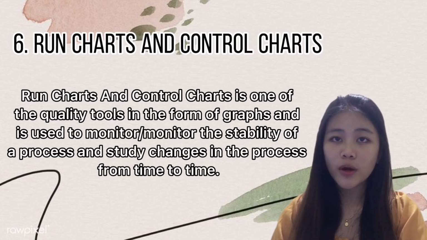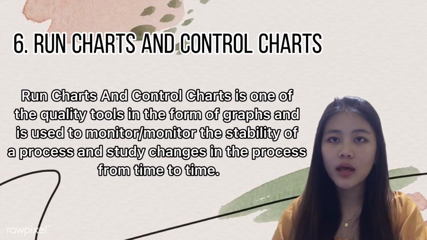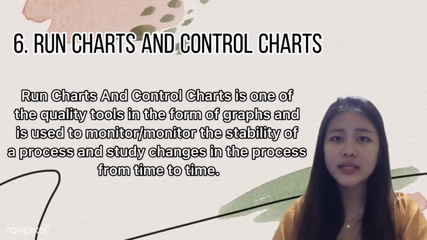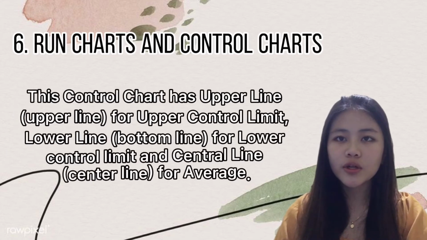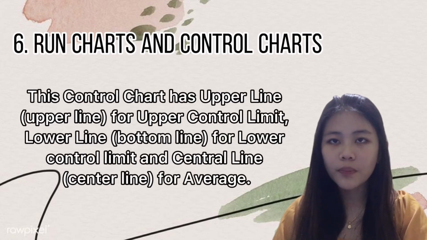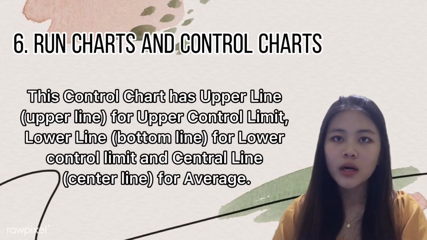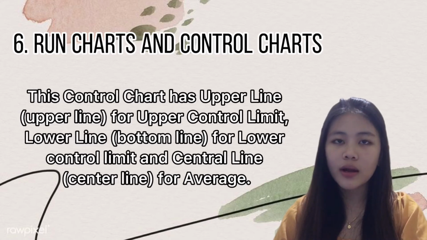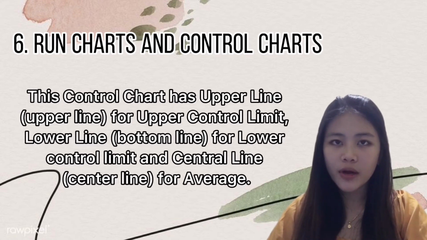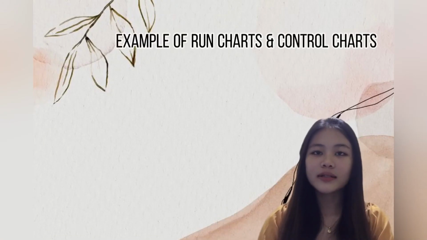Control chart is one of the quality tools in the form of graphs, and it is used to monitor the stability of a process and study changes in the process from time to time. This control chart has an upper line for the upper control limit, a lower line for the lower control limit, and a central line for the average. The example of control chart is driving to work.